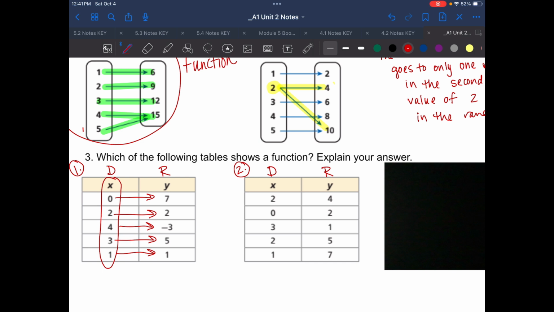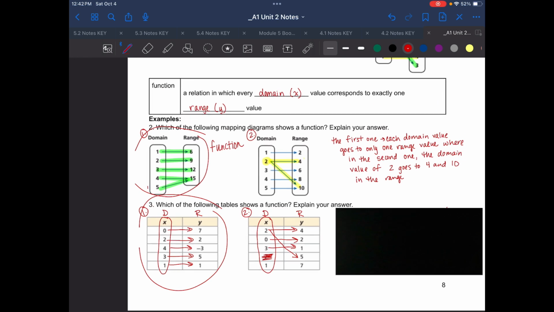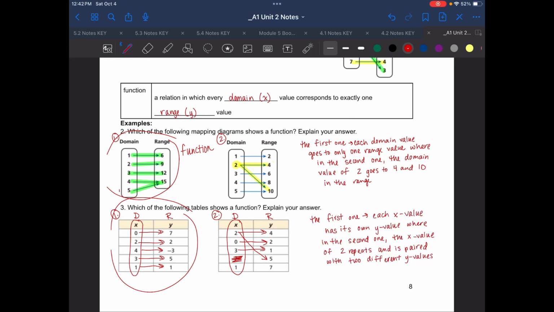If I look at the second table and I look in my domain, I notice that I have 2 written twice. So I'm just going to ignore that second 2, and I'm going to just kind of map them over. So 2 goes to 4, 0 goes to 2, 3 goes to 1, 2 again goes to this 5, and that tells me right there I have an x value that goes to 2 values in the range. That's not a function. So the first table would be a function. Our explanation: each x value has its own y value, where in the second one, the x value of 2 repeats and is paired with 2 different y values.